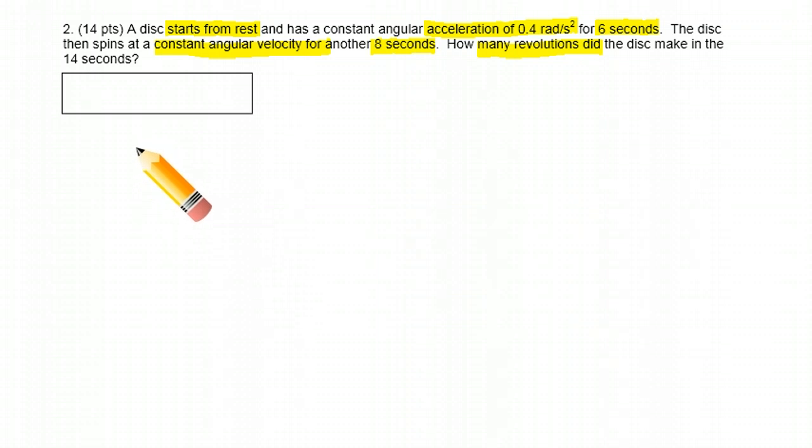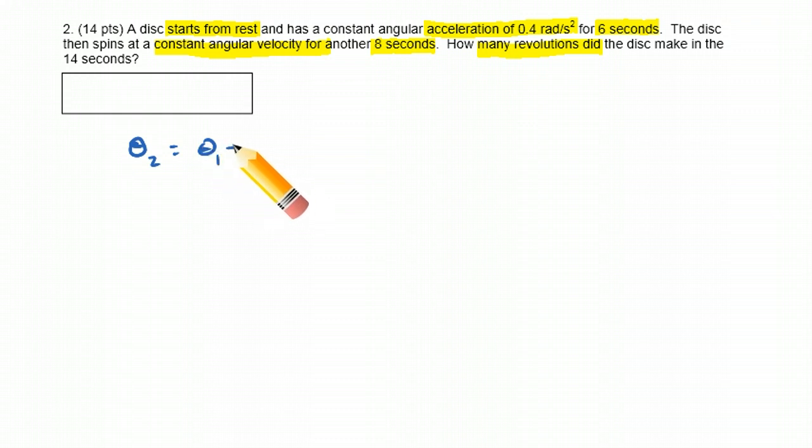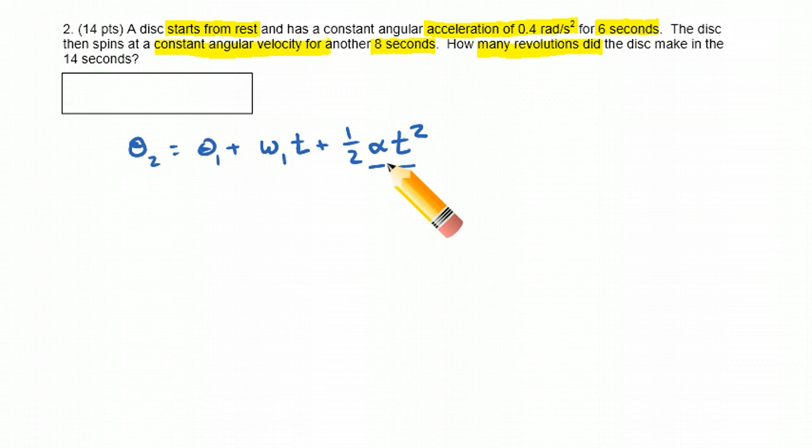Alright, so we have an equation for constant acceleration that says theta 2 is equal to theta 1 plus omega 1 t plus 1/2 alpha t squared. We choose this equation because we know the time, we know the acceleration, we know it initially starts at rest, and we can decide that our initial reference is 0. So we can solve for theta 2 right here.